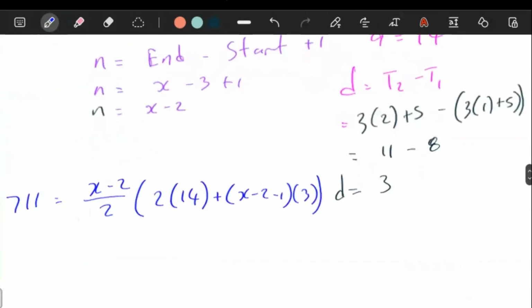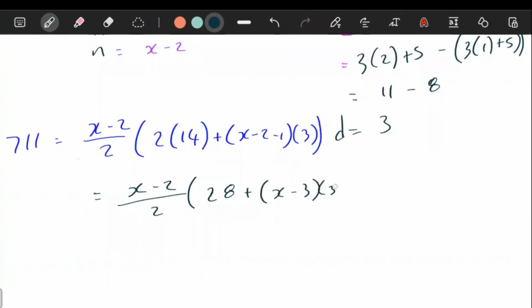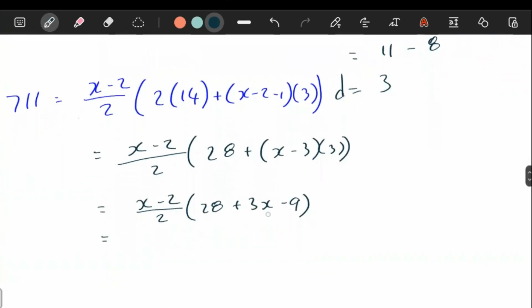We're solving for x here. Let's take it bit by bit. You see x minus 2, you can leave that out. 14 times 2 is 28. This is now going to be x minus 3, and this is x minus 2 over 2. This is 28. If you multiply inside, it's going to be 3x minus 9. And then this is where you have to be careful.